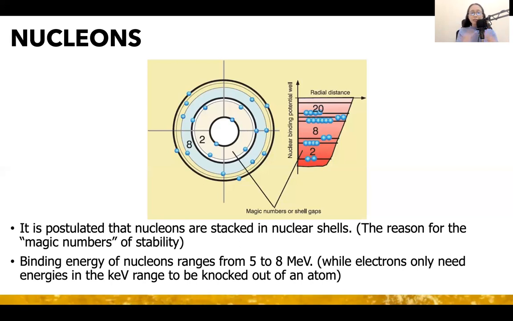Now, if we look at the range of the values of your binding energies for all known atoms, including all isotopes of an element, the range would be 5 to 8 mega electron volt. And this is a very large number. It means it's 5 million electron volts to 8 million electron volts. Take note, your electrons only need energies in the kilo electron volt range to be removed from an atom. But you need 1,000 times more of this energy to remove a proton or a neutron from a nucleus.